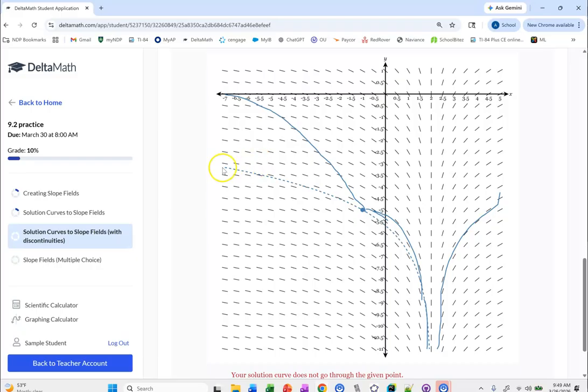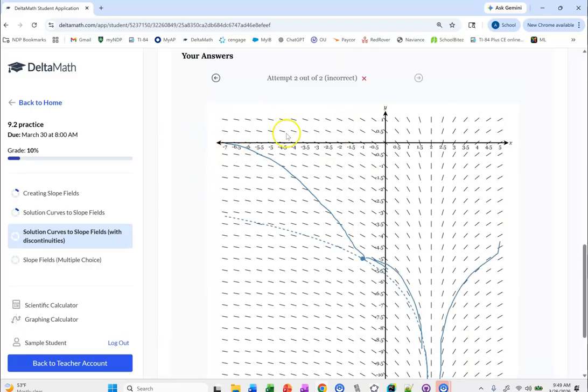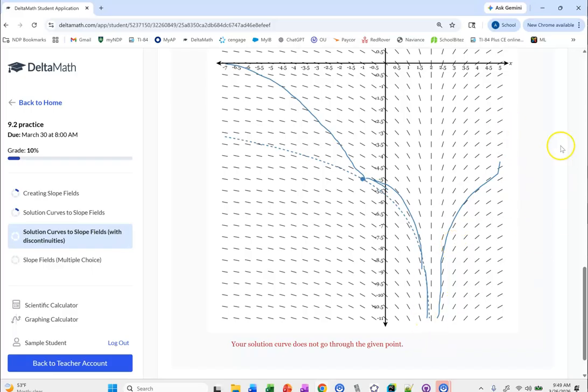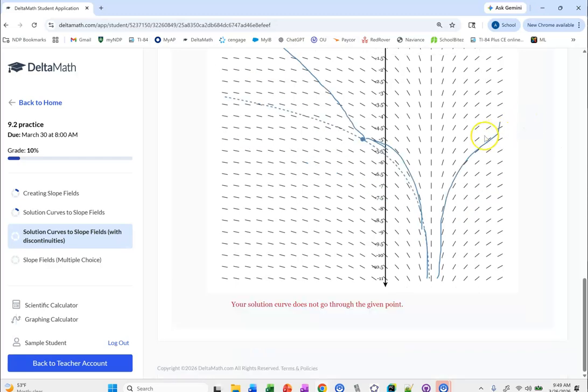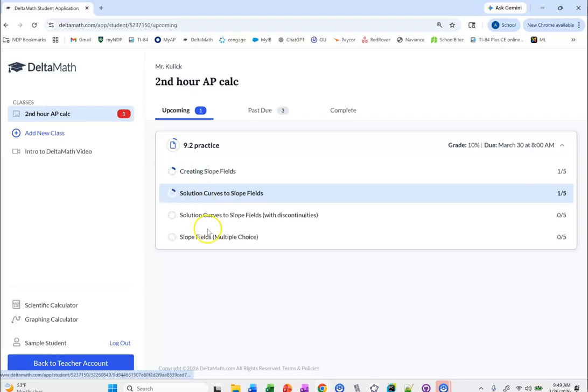So had I not done that, it might have taken it, might not if I was off up here. But I think the bigger issue was I had stuff on the other side of the vertical asymptote. Anyway, that's the idea on that one. That's fine.